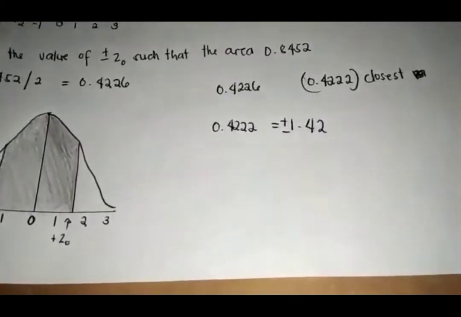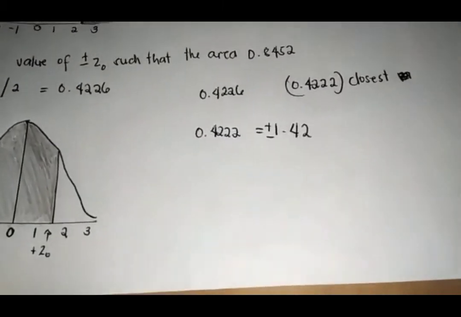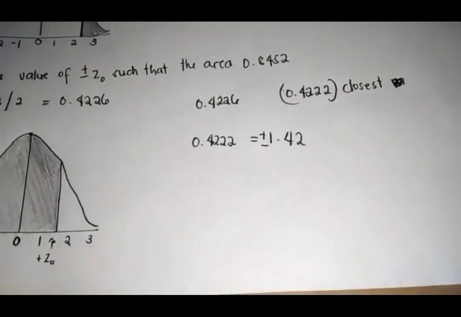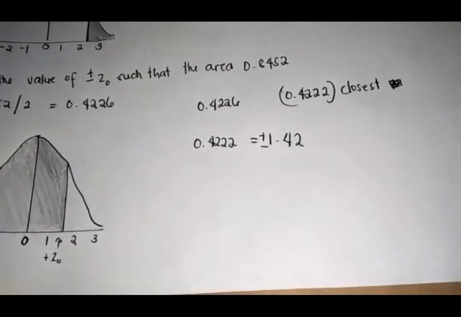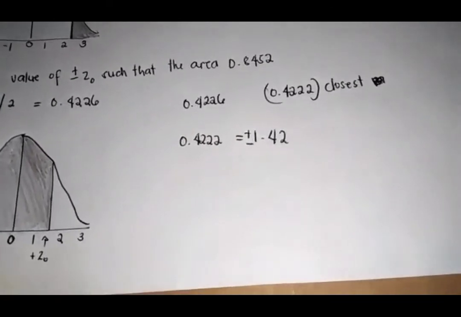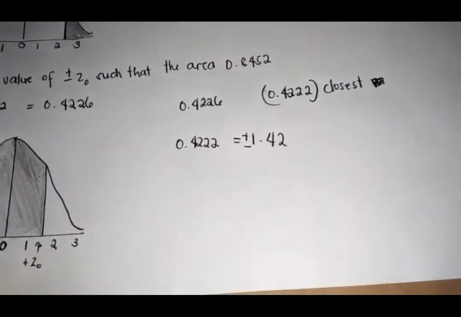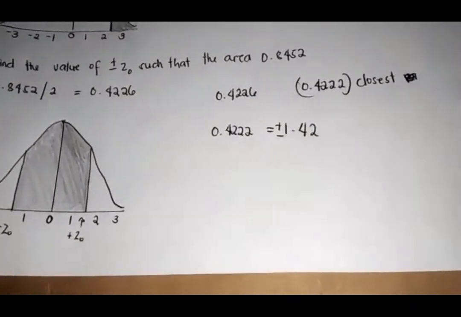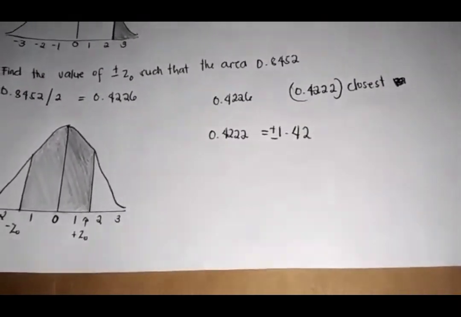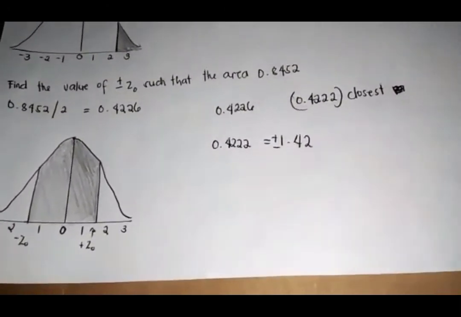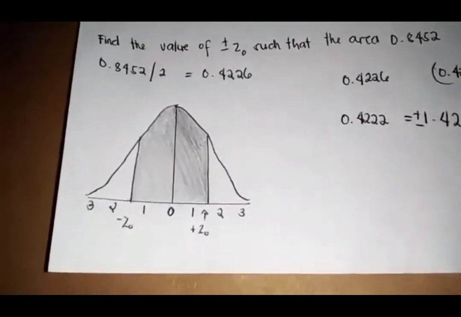Looking at the z-table, the value closest to 0.4226 is 0.4222, which has a z-score of 1.42. So in finding the positive and negative z-score, the answer is positive and negative 1.42. That's why we shaded this area.